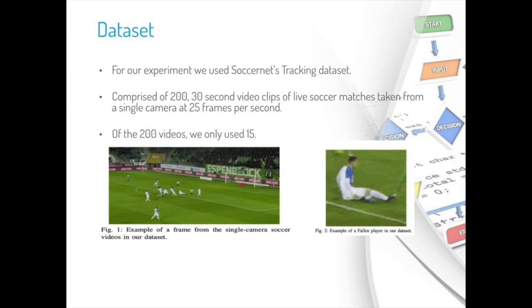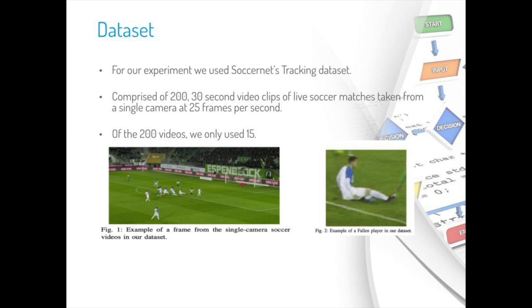For our experiments, we used SoccerNet's tracking dataset. The tracking dataset was created for multi-object tracking and bounding box prediction. The dataset is comprised of 230-second video clips of live soccer matches taken from a single camera at 25 frames per second. The dataset was intended to be used for a challenge where models are created to track the locations of players on the field over the entire video.